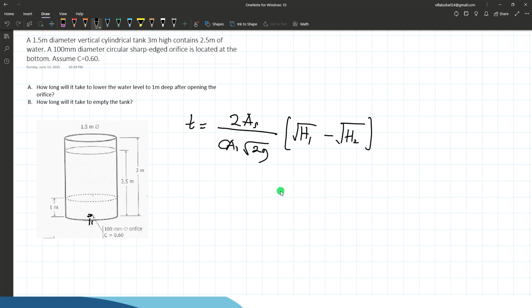So H1 here is 2.5 meters, the initial depth of the liquid. So for letter A, our H2 is 1 meter. Okay. So the surface area of the liquid: we have a 1.5 meter diameter, so we compute that As equals pi d squared over 4.